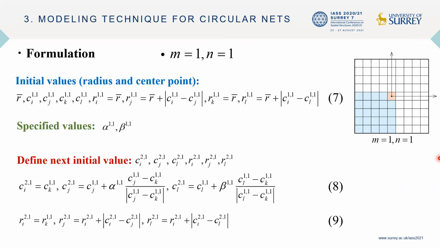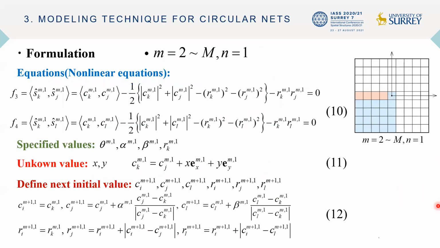Formulation of the region of M equal to 1 and N equal to 1 is shown on this slide. Initial values and specified values are shown like this. These are the next initial values. The formulation of this region is shown in this slide. These are nonlinear equations. By solving these equations by the Newton method, we can find this unknown value.